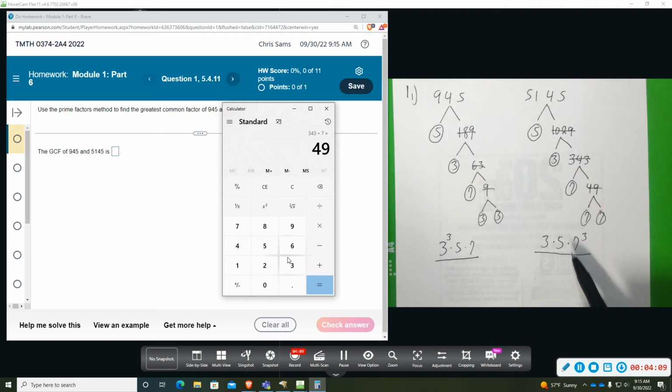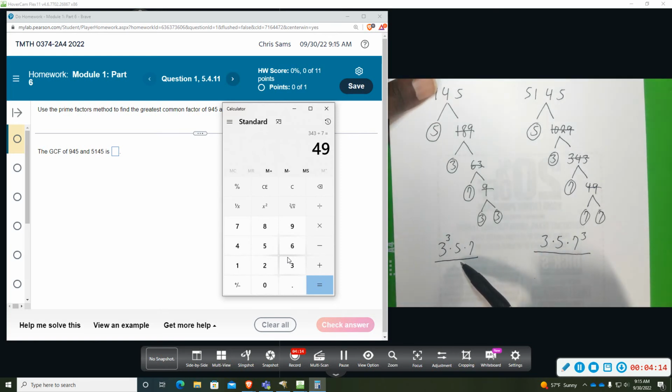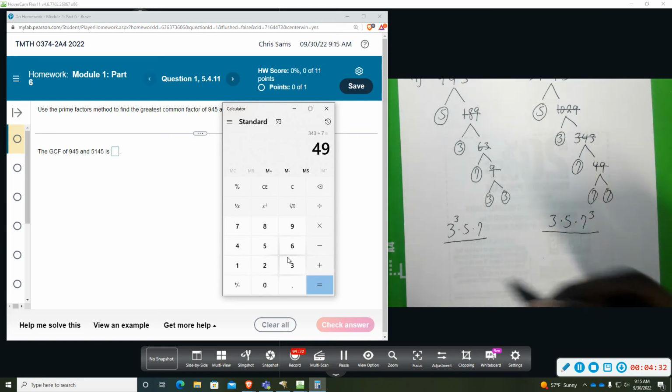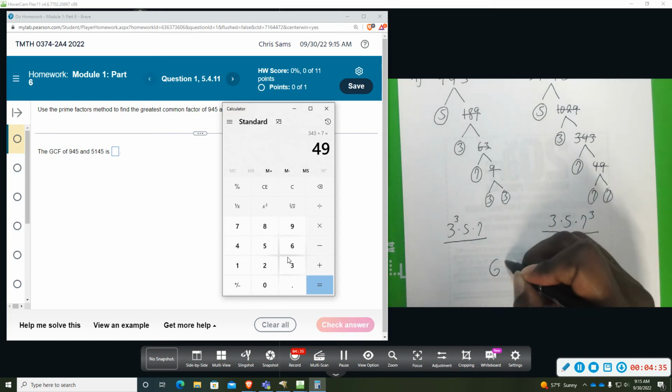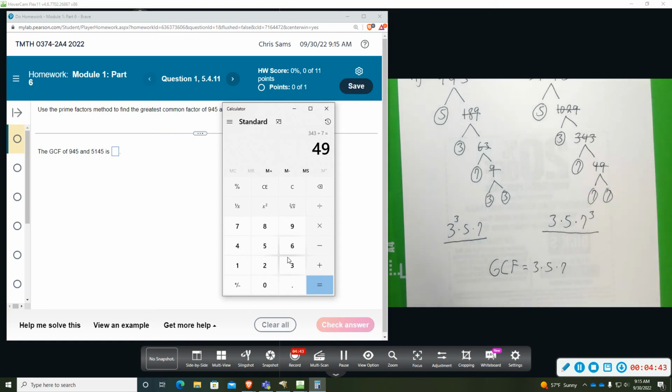So once you get both of them, you're going to look and see what do they have in common. Okay, we're only going to take what they have in common. So when you write in factorization form and you have the exponents, you're going to list all the numbers that they have in common. So both of them have a 3, both of them have a 5, both of them have a 7. So the greatest common factor, GCF, is going to be, and this is just part of it, 3 times 5 times 7.